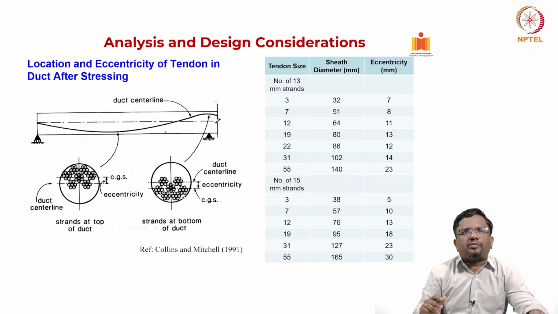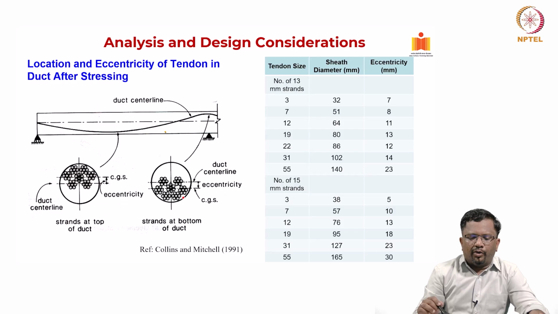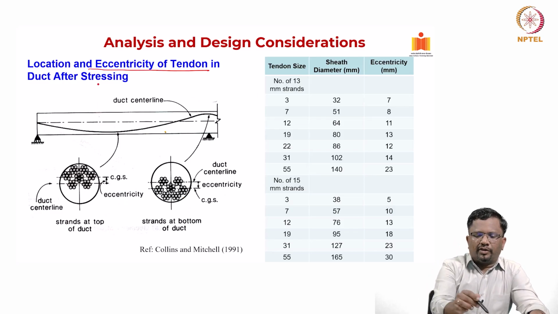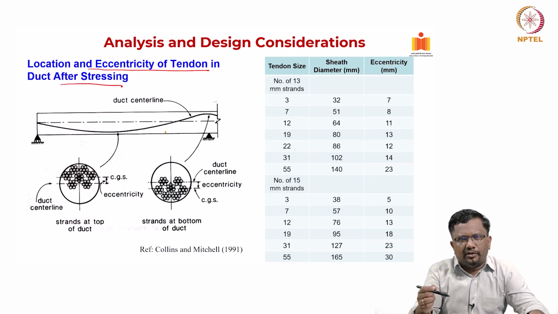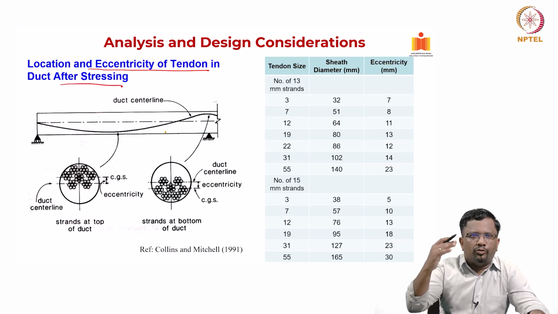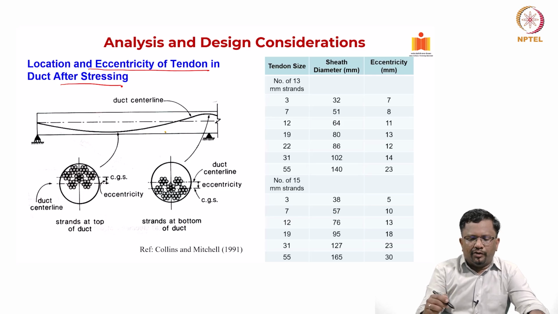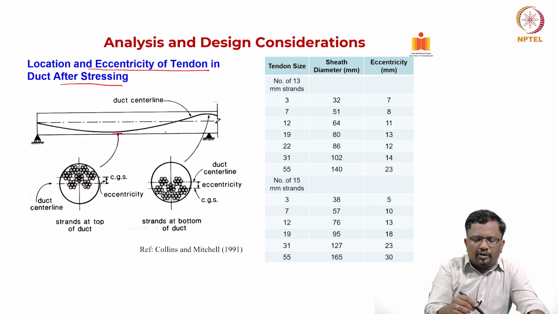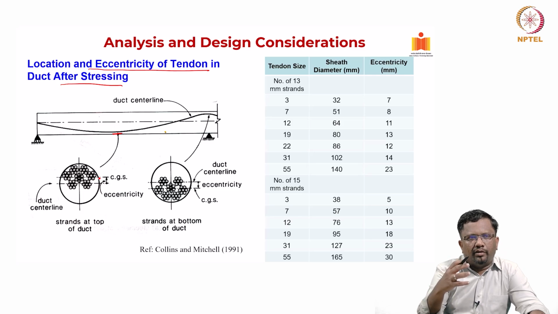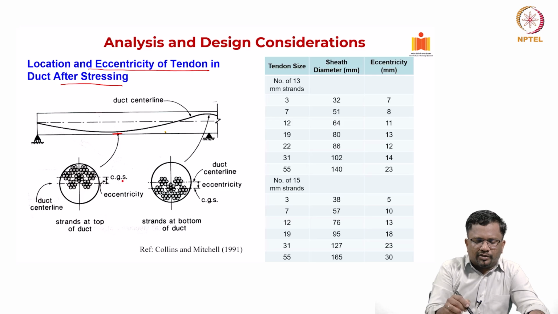Now from the design point of view, we should also keep in mind that the location and eccentricity of the tendon after stressing has a tendency to either move up or down inside the duct. That will lead to a reduction in your available eccentricity. For example, at the bottom location, the tendency of the strand in the duct is to move up. So you find that the CG of the strands actually gets shifted. It is not going to be exactly at the center line of the duct. It is going to be somewhat moved up.